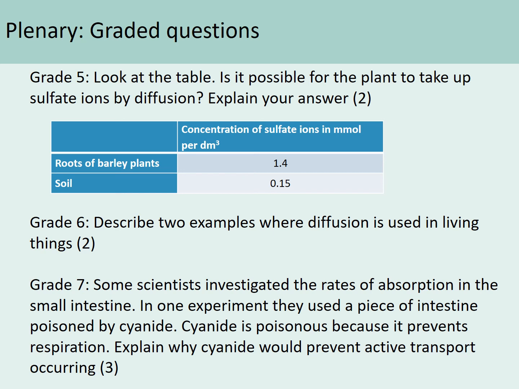And for the grade 7, we've got quite a good question here. Some scientists investigated the rates of absorption in the small intestine. In one experiment, they used a piece of intestine poisoned with cyanide. Now, cyanide is poisonous because it prevents respiration. Explain why cyanide would prevent active transport occurring. 3 marks. So I'd like you to pause the video now and have a go at those questions.